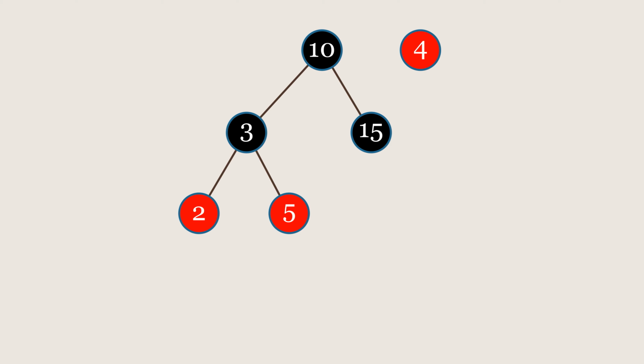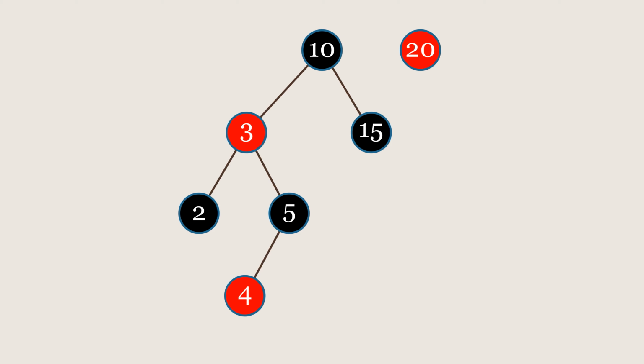Now, let's insert the node with the value 4 into the tree. This insertion again violates the red-red property, and since the color of the uncle node is red, we only need to recolor the parent and uncle to black, while changing the grandparent's color to red. After that, we will move upwards in the tree to check for any further violations.